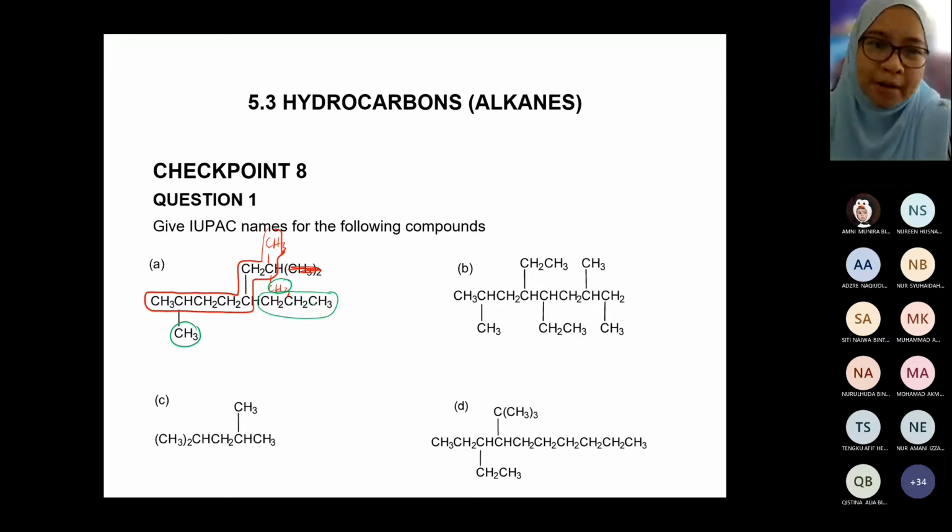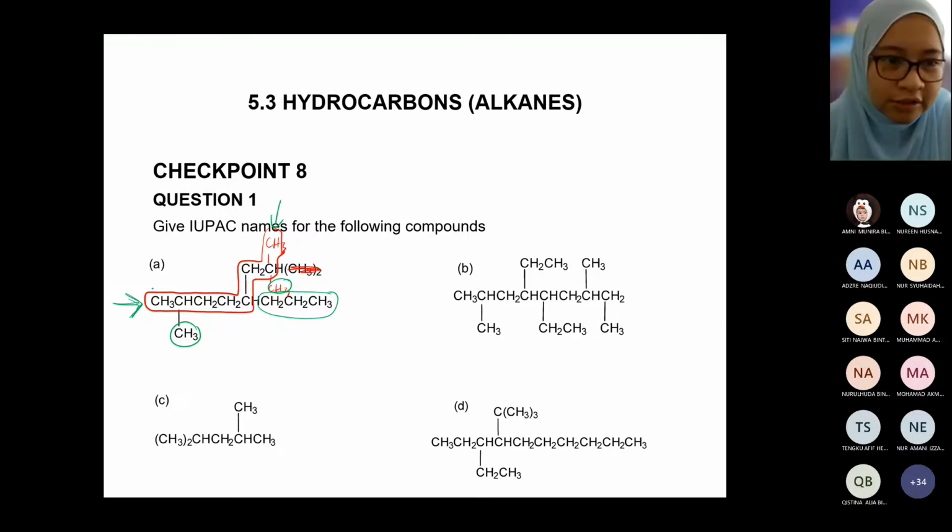Now, we want to do the numbering. So how should we number these substituents? There are 2 options. Either we start from here or we start from here. So the tip is to go for as low a number as possible for all the substituents. Okay, let's say we start from here, from left to right, from left going up.